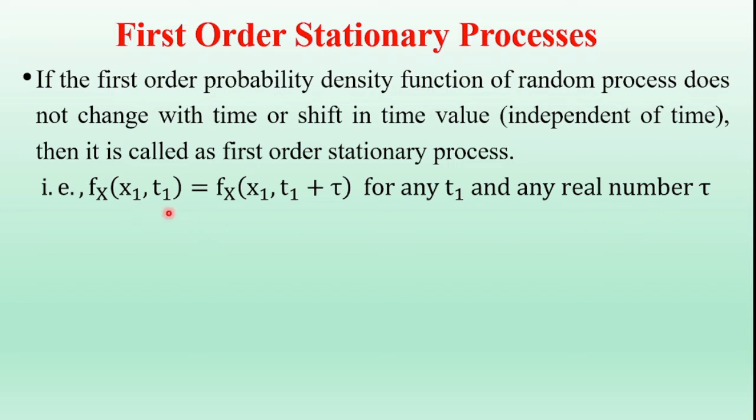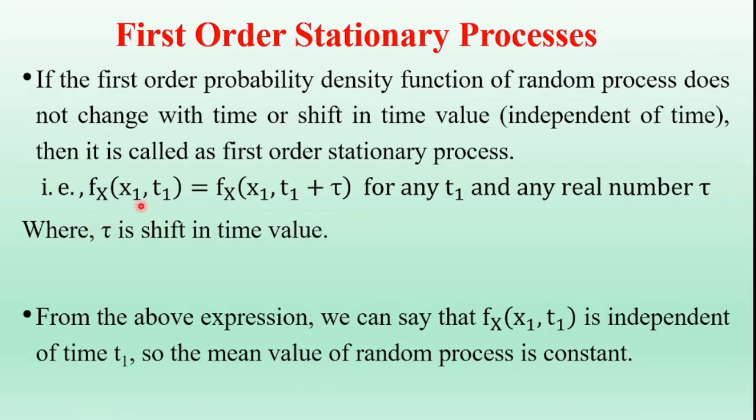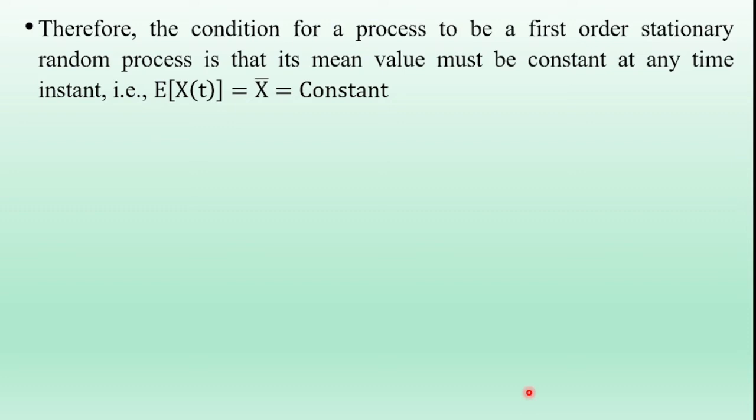So fx of x1 comma t1 is the probability density function of the random process x of t, where tau is a real number. From this expression, we can say that fx of x1 comma t1 is independent of time t1. So the mean value of the random process is constant. The condition for a process to be a first order stationary random process is that its mean value must be constant at any time instant.